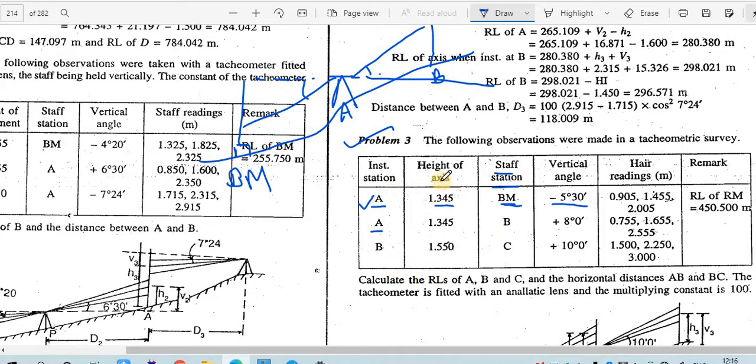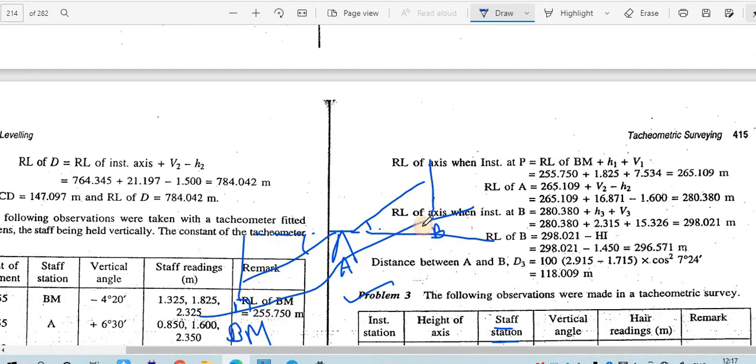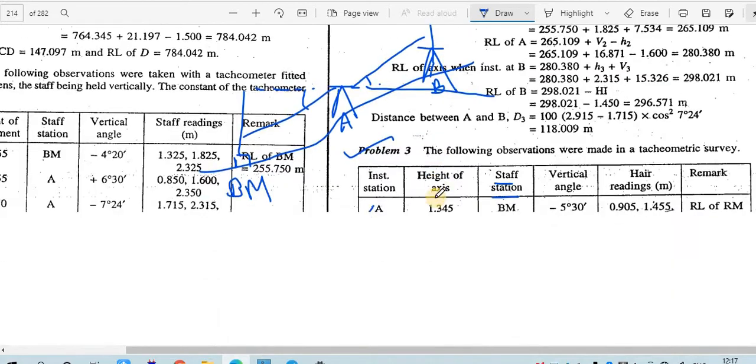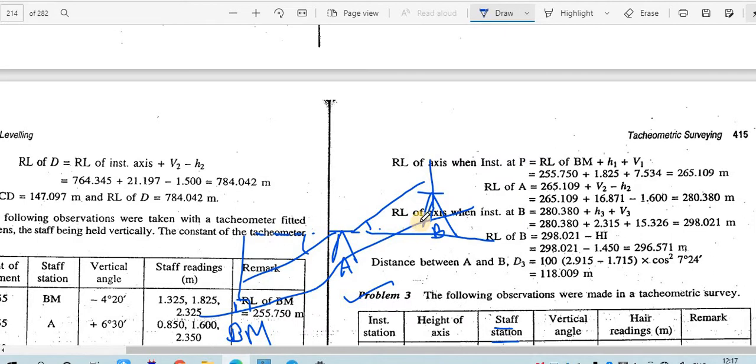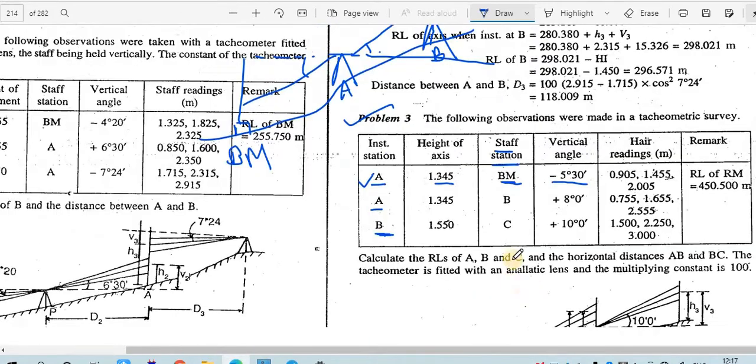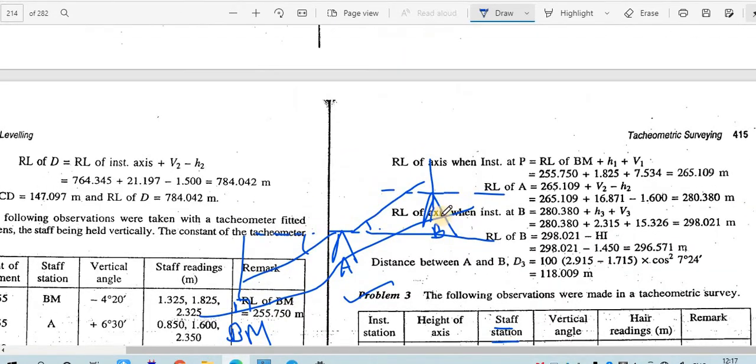Now, in the third stage, it is saying that the instrument has been shifted to B. The instrument has now been kept at point B, and the observation has been made at point C. Above the horizontal line will be the positive angle, and below this will be your negative sign angle. But here the angle is coming out to be positive, which means it is also on this side. So we will have to draw the point C, and this will be the angle of 10°. Hope you have understood this diagram.